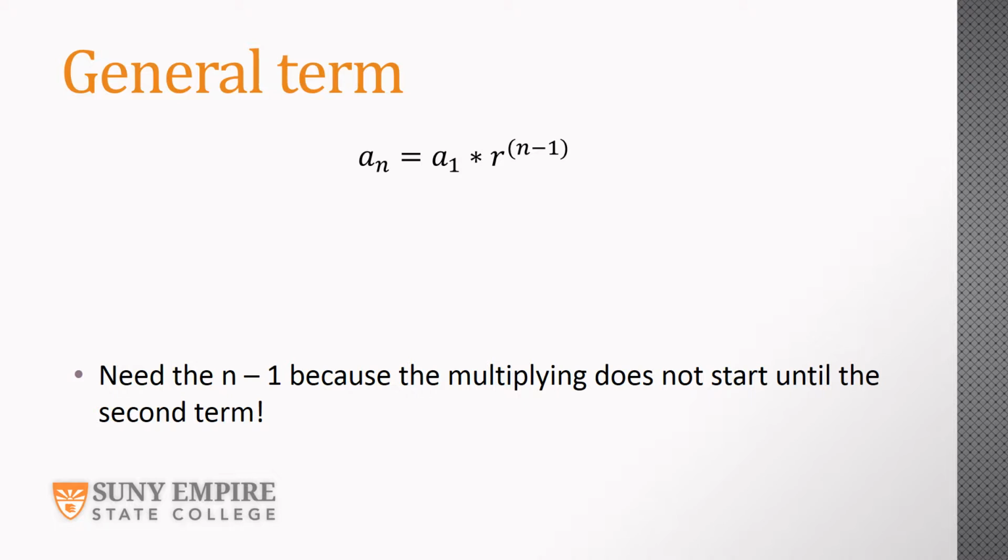But what if we want to find any term in the sequence? We could just keep multiplying, but there is a nice general formula to find the nth term of a geometric sequence. A sub n equals the first term, a sub 1, multiplied by the common ratio r, raised to the power given by the quantity n minus 1. The n minus 1 is needed since the repeated multiplication does not begin until the second term of the sequence.